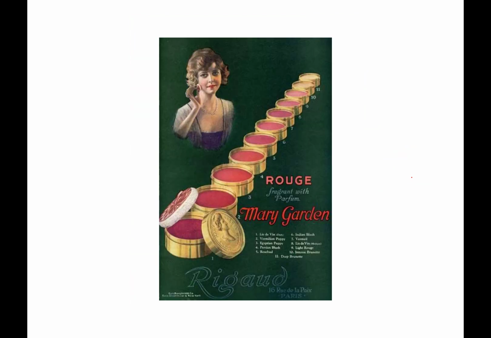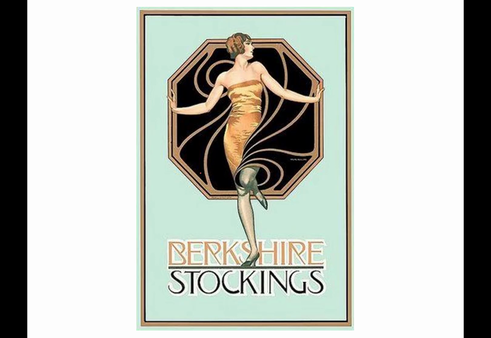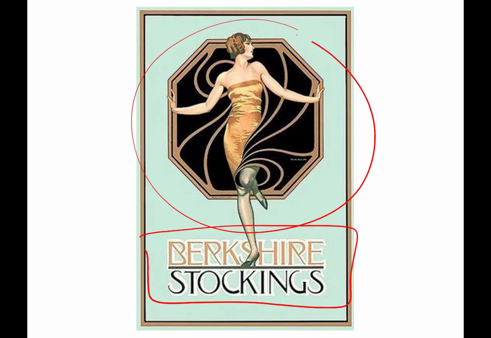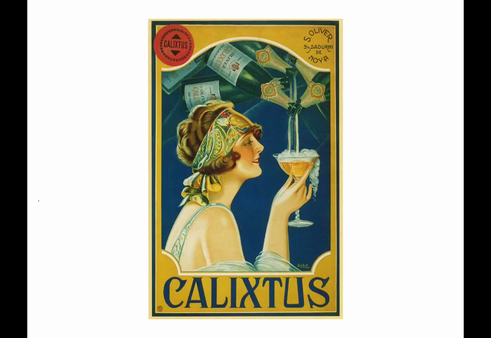Here's makeup, rouge, Mary Garden. This is just a key of makeup, again, was not shown before, which shows you a cultural change in just what women are doing. Not a lot of words, color, shows a woman applying it. Here, stockings. It tells us it's Berkshire stockings. It's just a big picture. There's no other words. This is it. And instead, it's focused on the woman and the allure of her and you wanting that.